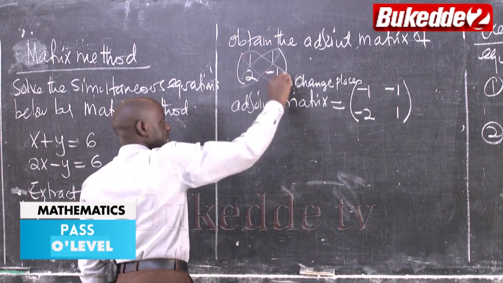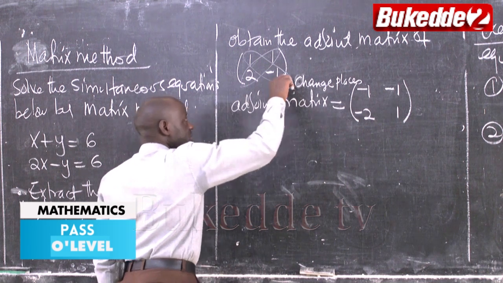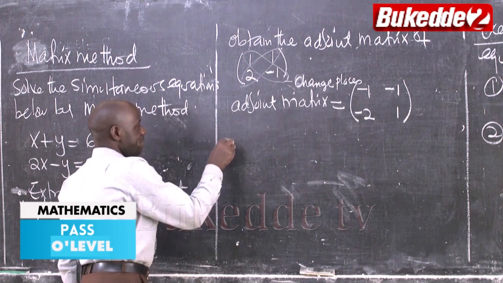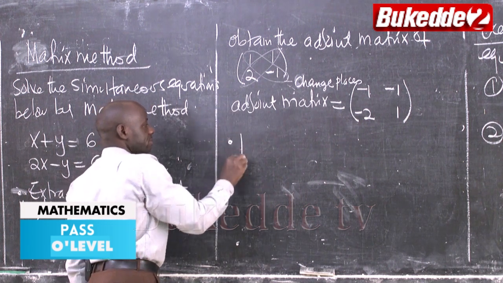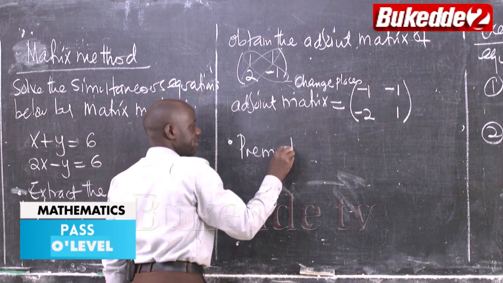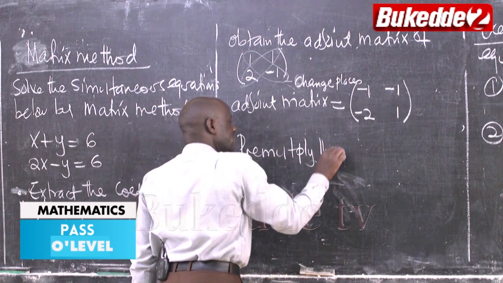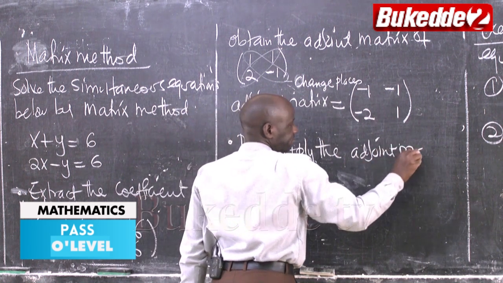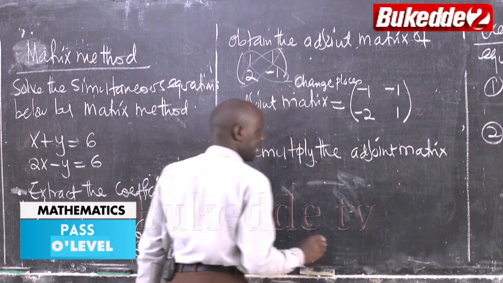This one is the major diagonal. This is the minor diagonal. The next step is to pre-multiply the adjoint matrix on either side.